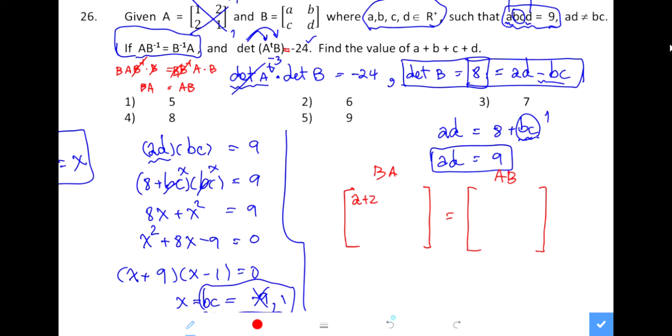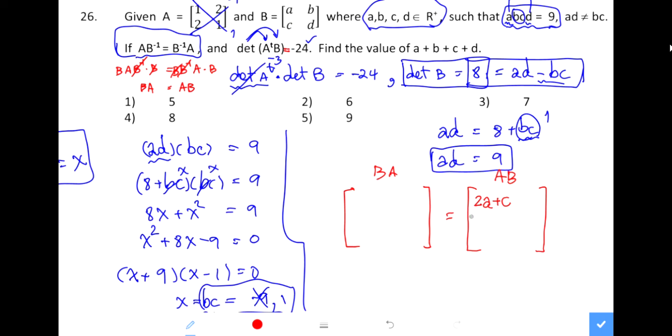So this is BA. No, I'm sorry, because I just did AB, I'm going to have to write it here, not on the left, but on the right. 2A and then plus C. Okay, I wrote it correctly. This is my A times B, the first row of A times the first column of B.